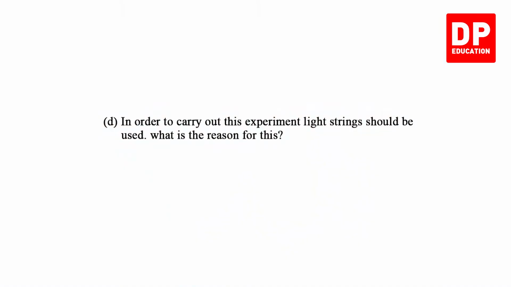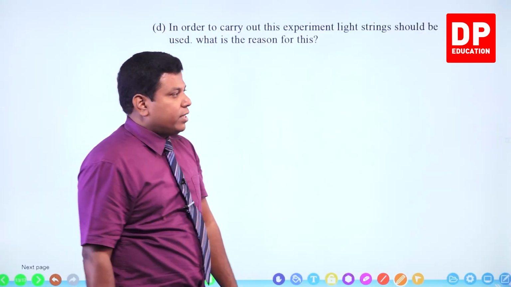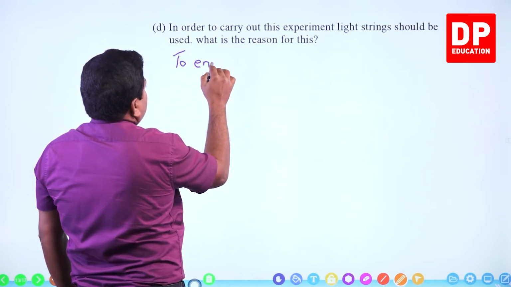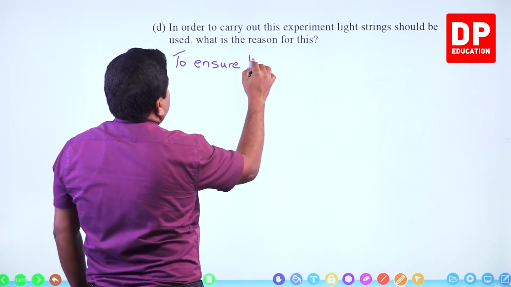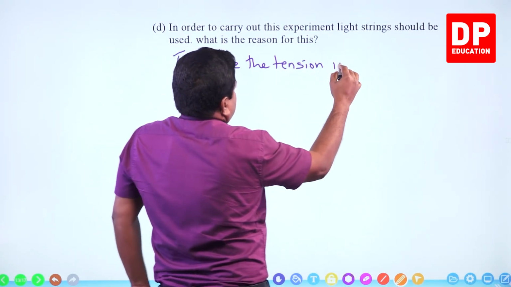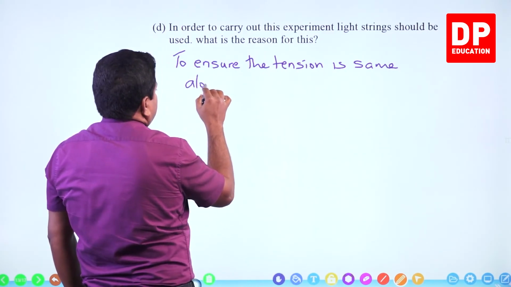Next, in order to carry out this experiment, light string should be used. What is the reason for this? Then only you can ensure the tension is same along the string, right? To ensure the tension is same along the string.